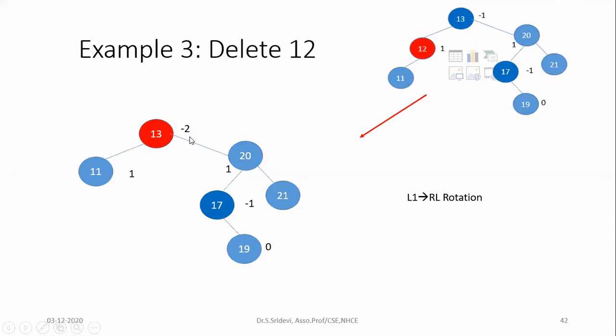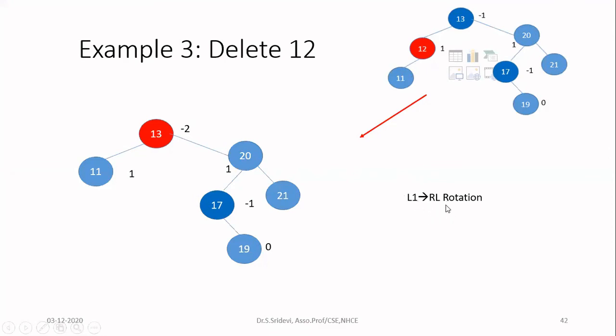Now find out from which part of the subtree we have deleted the node with respect to this 13. I have deleted from the left subtree, so the imbalance is an L imbalance. Then with respect to the imbalance node, go to the opposite subtree, that is the right subtree, and in that, whatever is the root, check the balance factor of that root. So 20 is the root, and the balance factor of 20 is 1. So I need to perform an L1 rotation. L1 rotation means RL rotation.